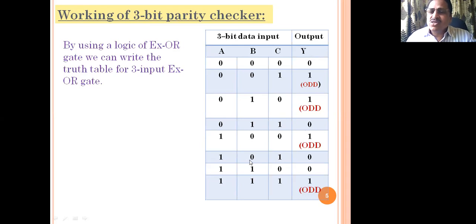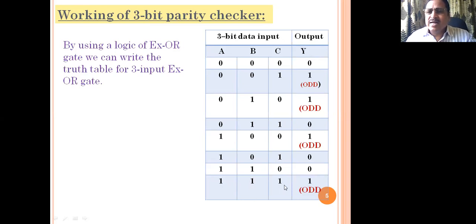Here 1 XOR 0 is 1. But 1 XOR 1 will come 0. 1 XOR 1 will be 0. 0 XOR 0 again comes 0. Here again in the last combination, 1 XOR 1 will be 0. But 0 XOR 1 will come 1.